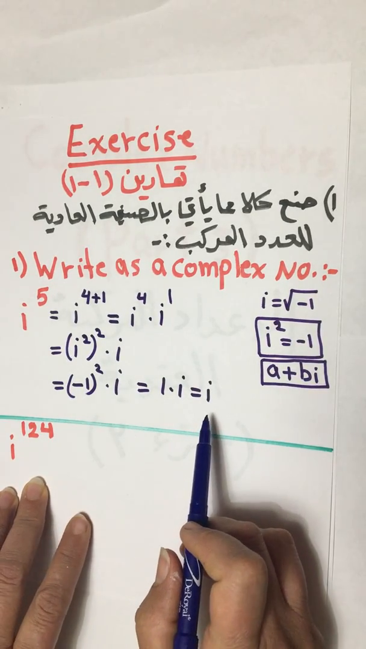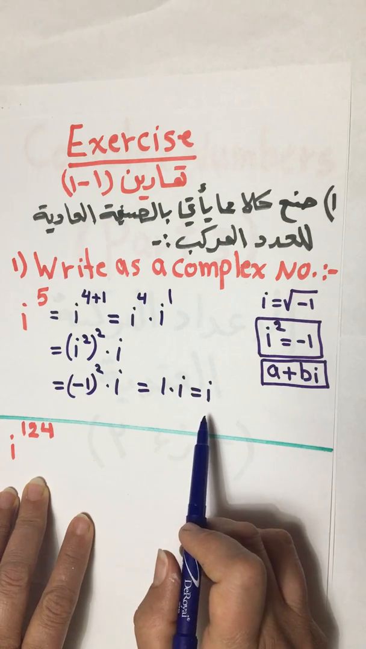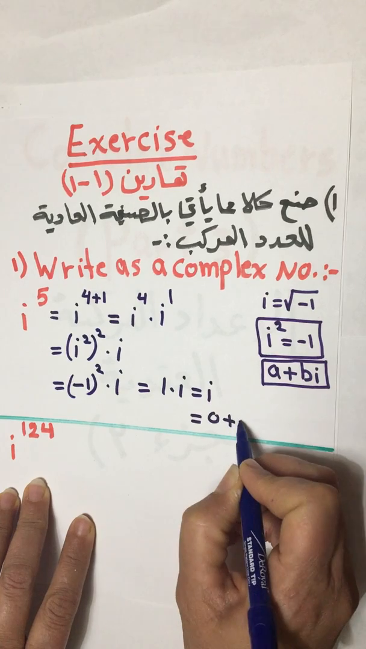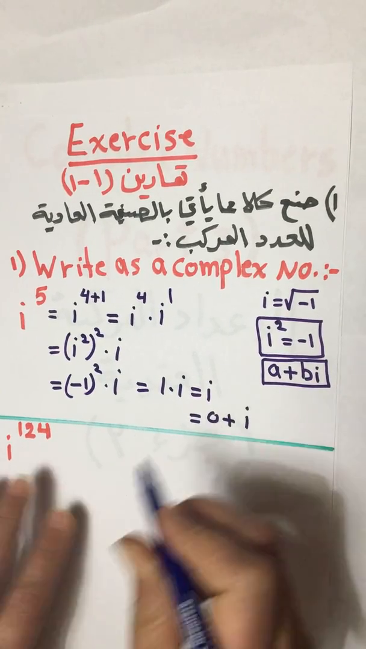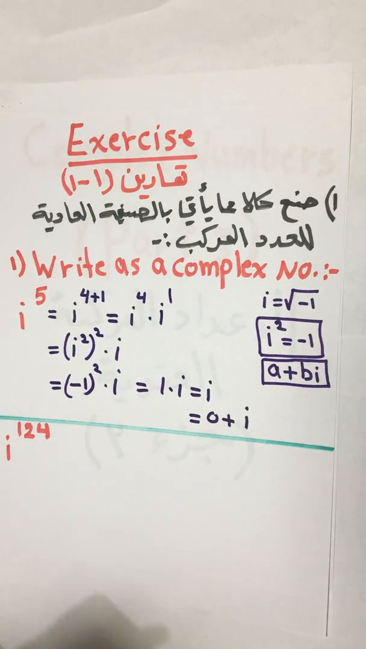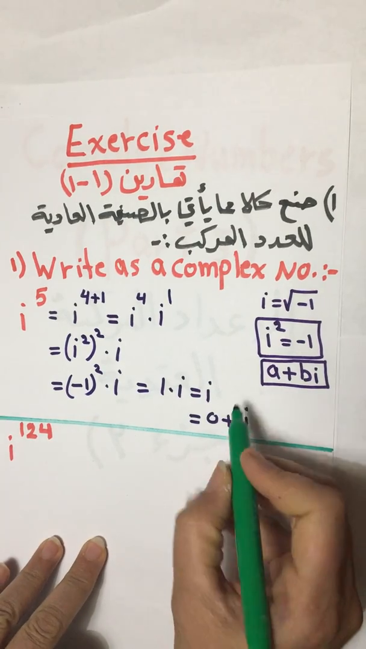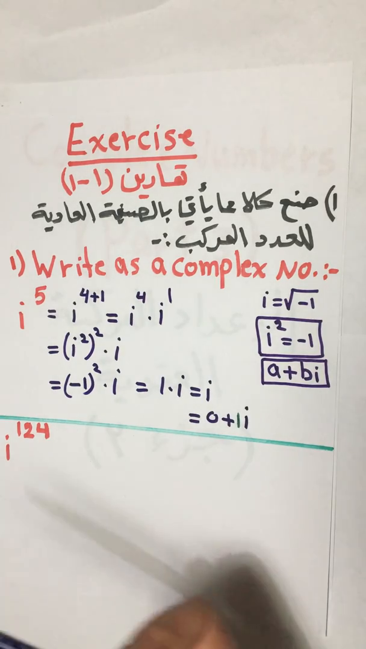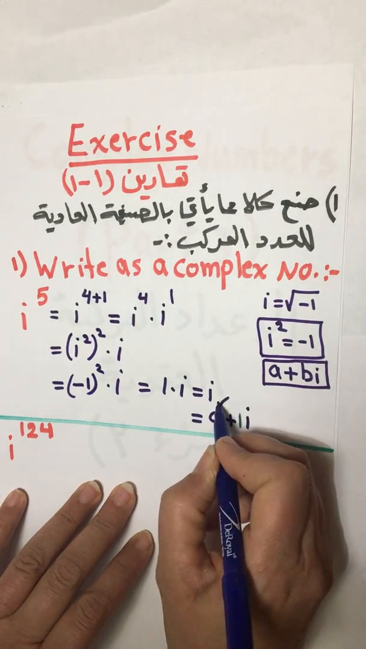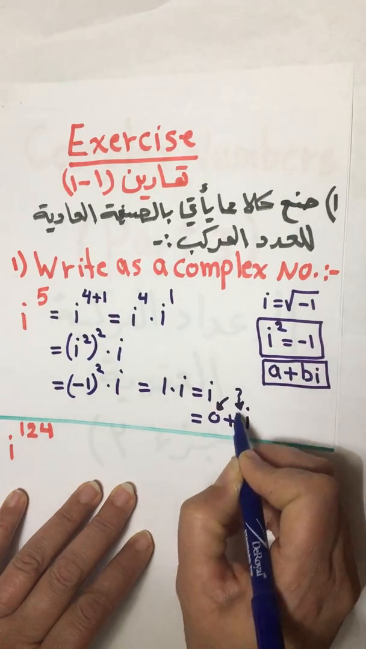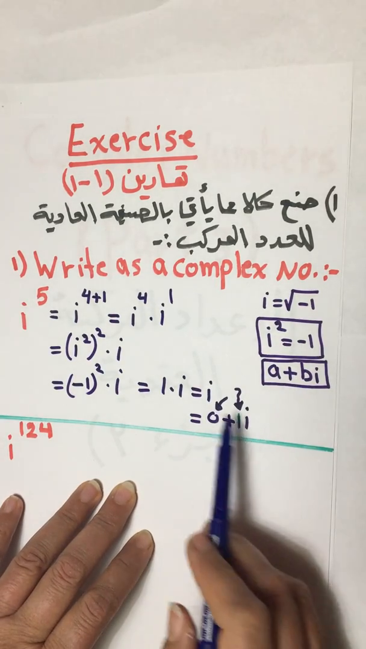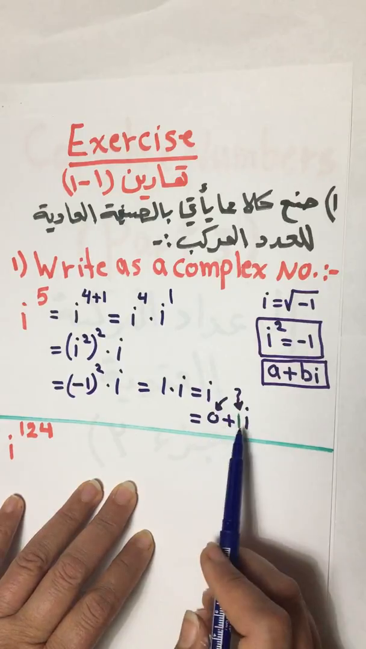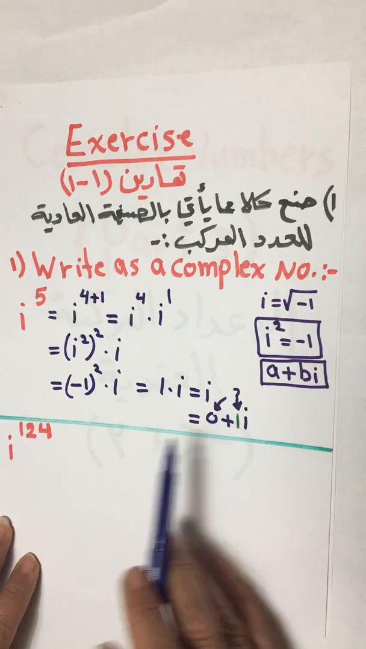I have to write it as a complex number, which equals 0 plus I. The imaginary part is 1. This is the real part and this one is the imaginary part. So this is the complex number 0 plus 1 I: 0 is the real part and 1 is the imaginary part.